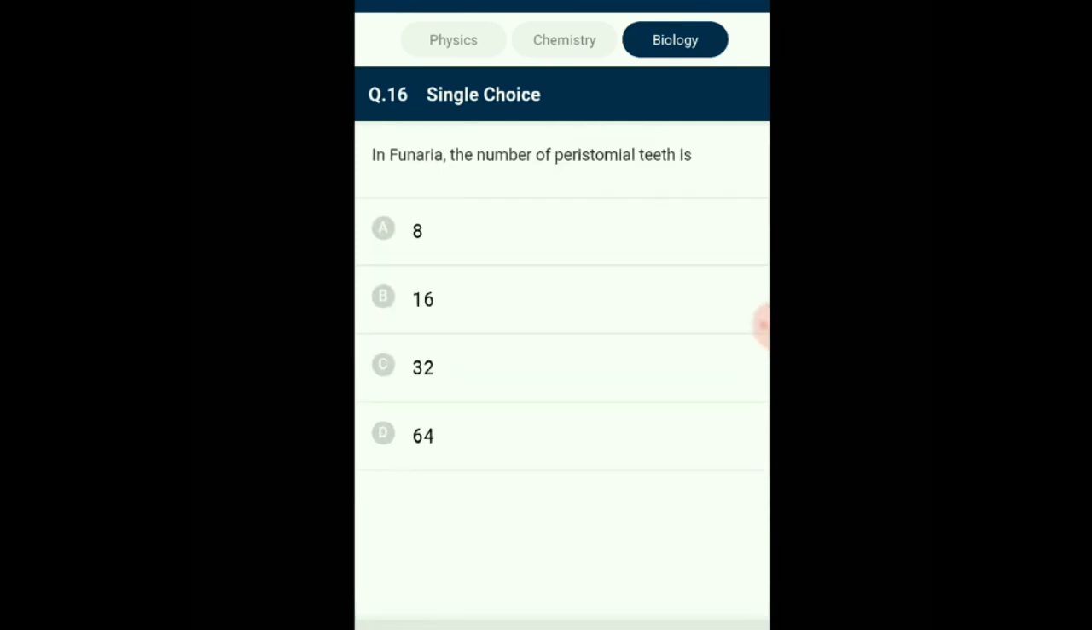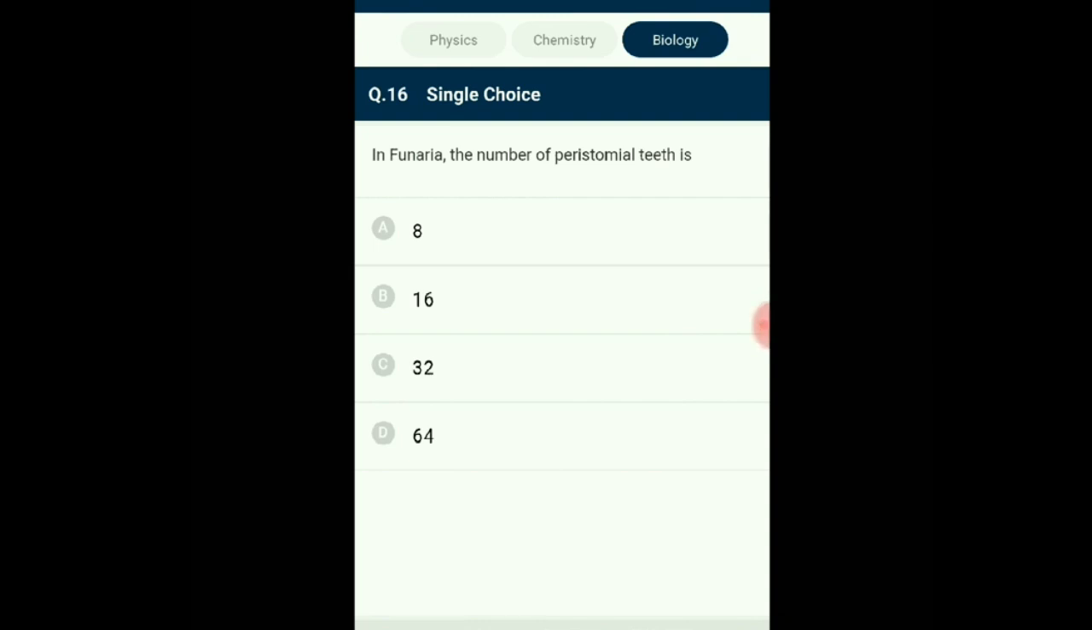Question number 16. In Funaria, the number of peristomial teeth is. The sporogonium of Funaria is composed of the apophysis, theca, and operculum. The peristome lies immediately underneath the operculum. It consists of two sets of long conical teeth. There are 16 teeth in each set, totally 32. The teeth of both sets are on the same radii and thus opposite to each other. The peristome teeth close the opening of the spore sac.